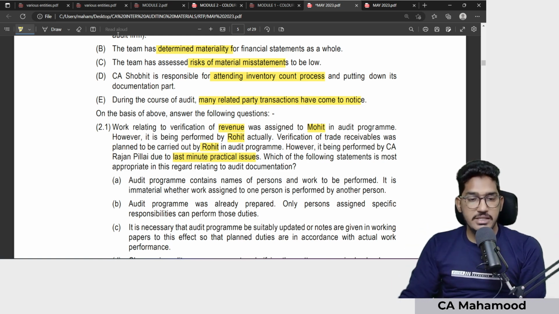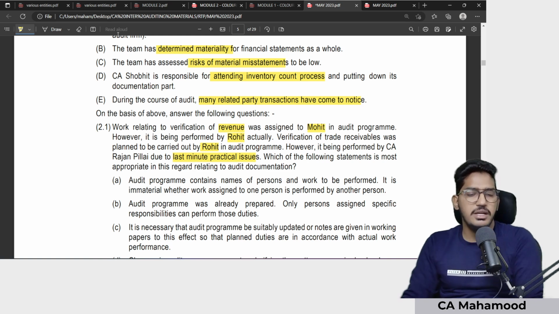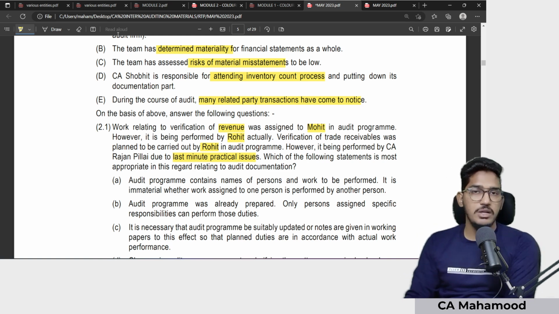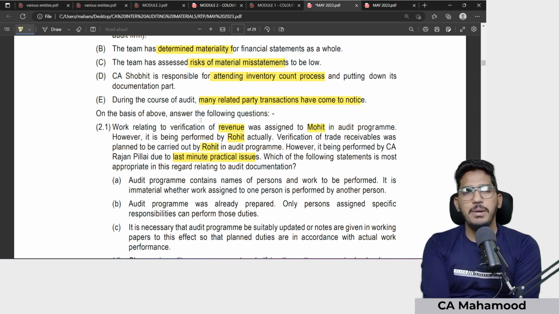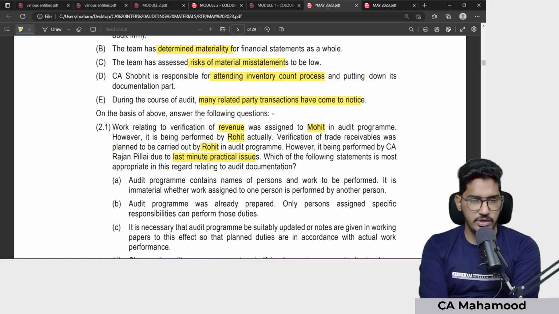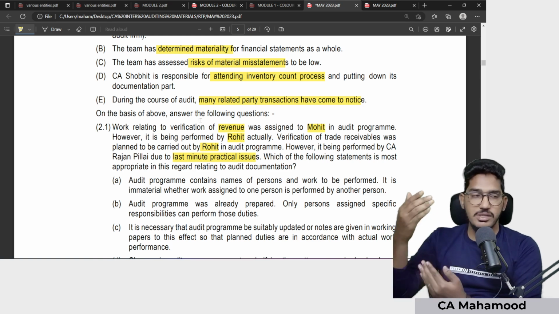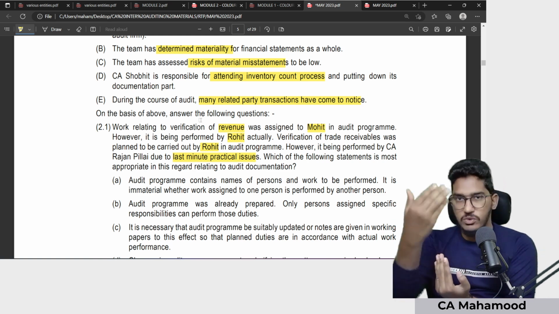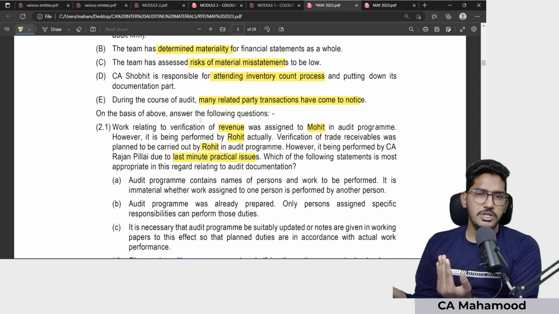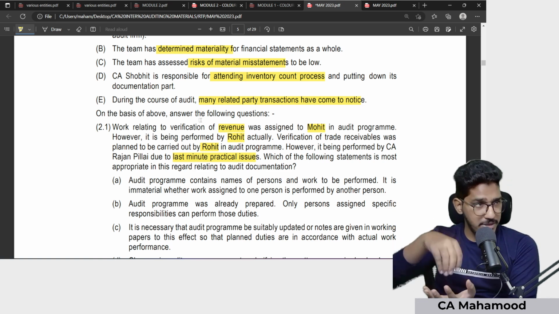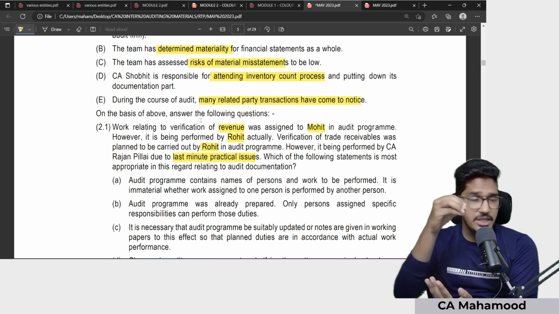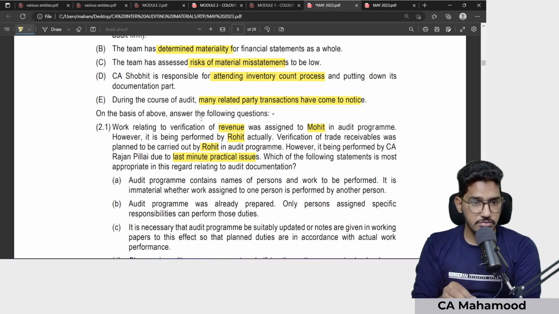However, which of the following statements is most appropriate in this regard to audit documentation? Since one person's work was performed by another person, is this required to be included as part of documentation, or is there no need to include it? It has to be included. Why? Because in the audit program, you have assigned the work to somebody else, but because of last minute issues, work was performed by somebody else. So whatever changes have taken place in the audit program need to form part of documentation. So let us see what options they are giving here.